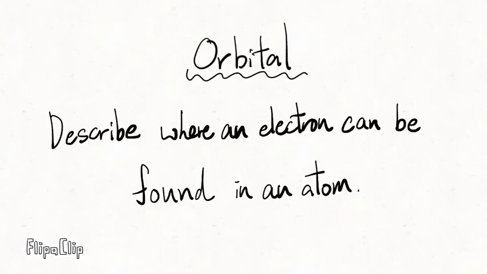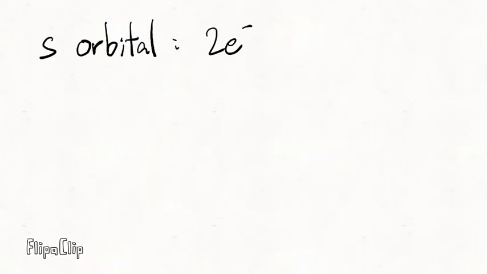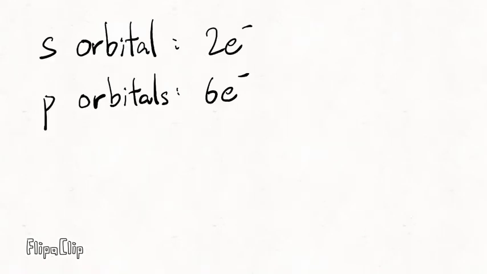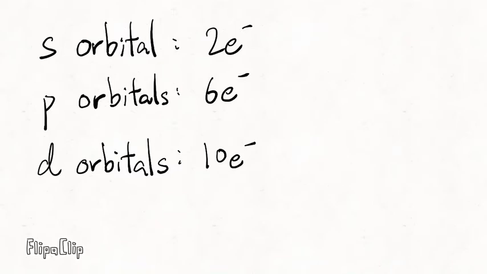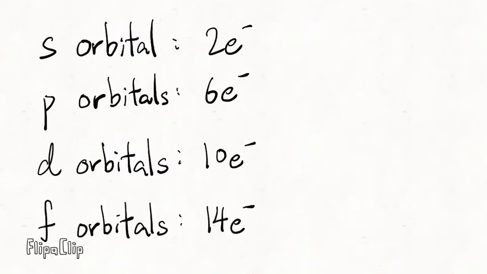An orbital describes where an electron can be found in an atom. There are different kinds of orbitals. An s orbital can hold 2 electrons. p orbitals can hold 6 electrons in total. d orbitals can hold 10 electrons in total. f orbitals can hold 14 electrons in total.